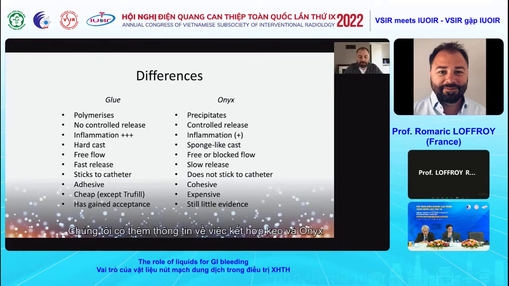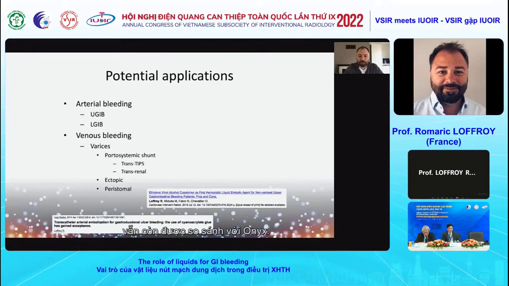We have more inflammation probably with glue than with Onyx. We can use both in a free or blocked flow manner. Of course, the philosophy of injection is quite different with glue, which is fast, as compared to Onyx, which is slow. You can stick the catheter even with Onyx if the injection is very slow, but let's say that the risk is higher with glue. Adhesive versus cohesive, and glue is really cheap as compared to copolymers, which are expensive. And glue has really gained acceptance if we look at the literature over the last 5 years, for GI bleedings as compared to Onyx.